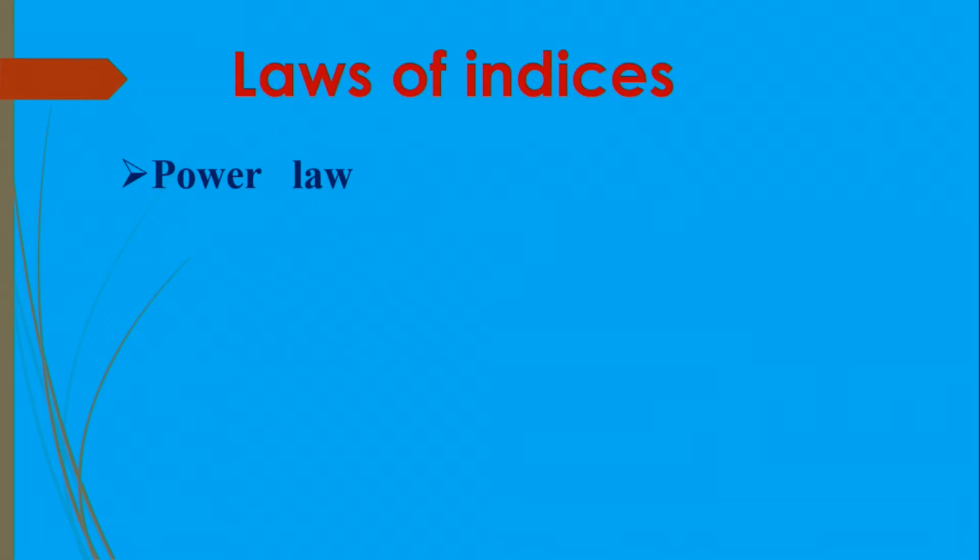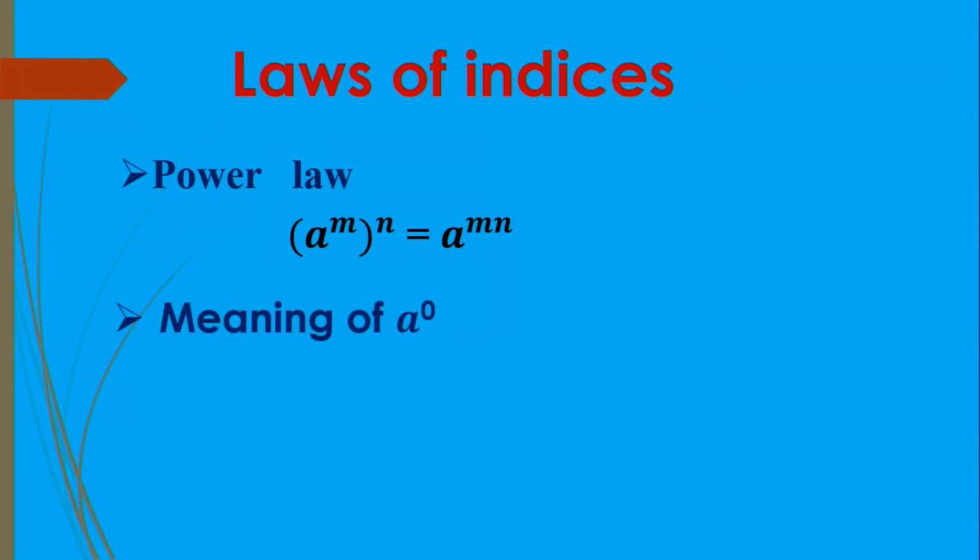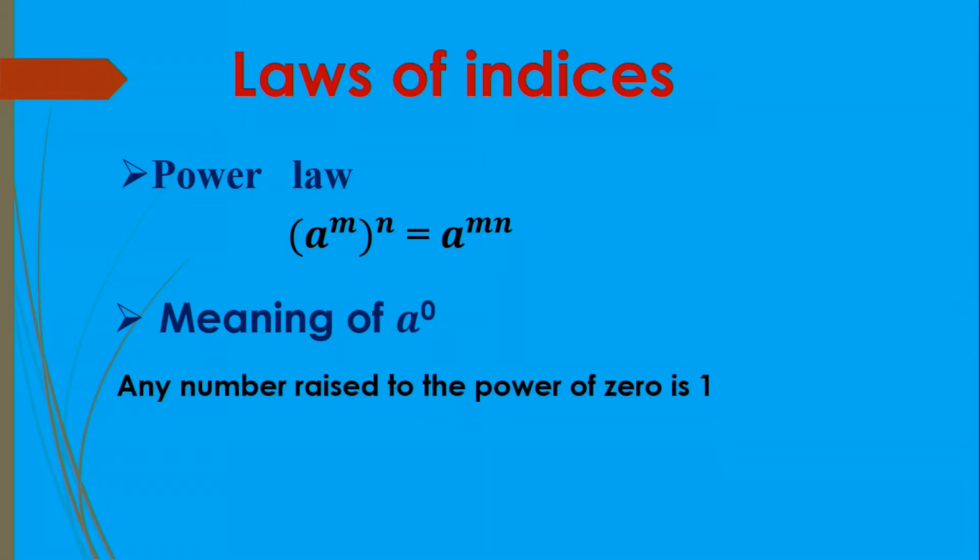Then you learned about the power law, which states that a power m, power n, is the same as a power m times n. And then you learned about the meaning of a power 0. That is, any number raised to the power of 0 is always 1. Now let's have a look at some examples where we use these laws.